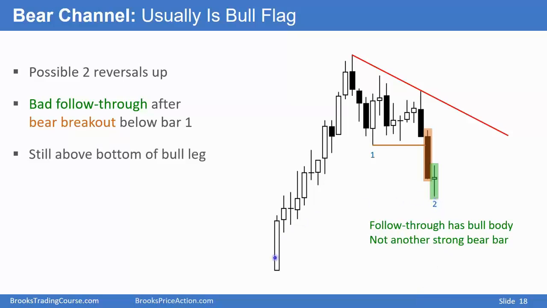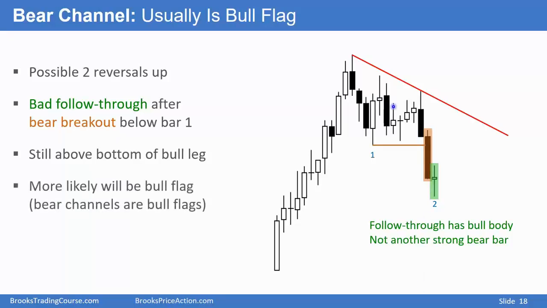Remember, we're still above the bottom of the initial very strong rally, and we're about 50% down, maybe a little bit more. So the odds still favor the bulls. It's more likely that this will be a bull flag. Remember, every bear channel is a bull flag. At least in my mind, I think of every bear channel as probably having a bull breakout. And every bull channel, I think of as a bear flag, because 75% of the time, there will be a break below the bull trend line.